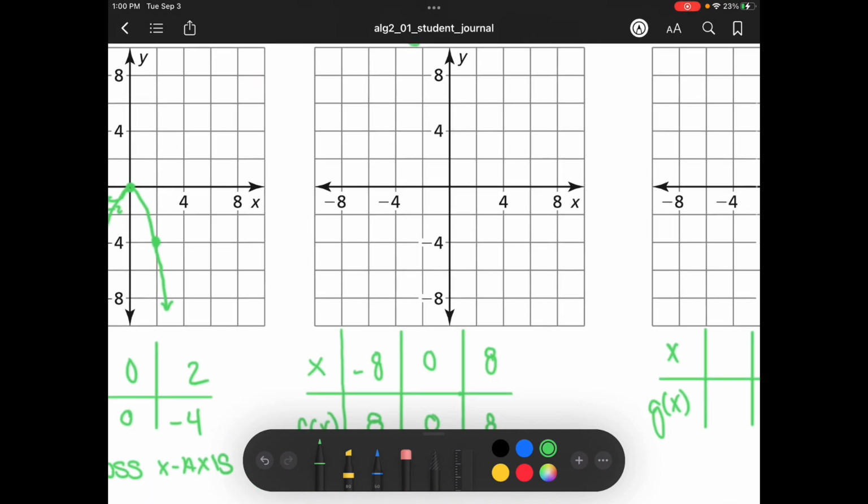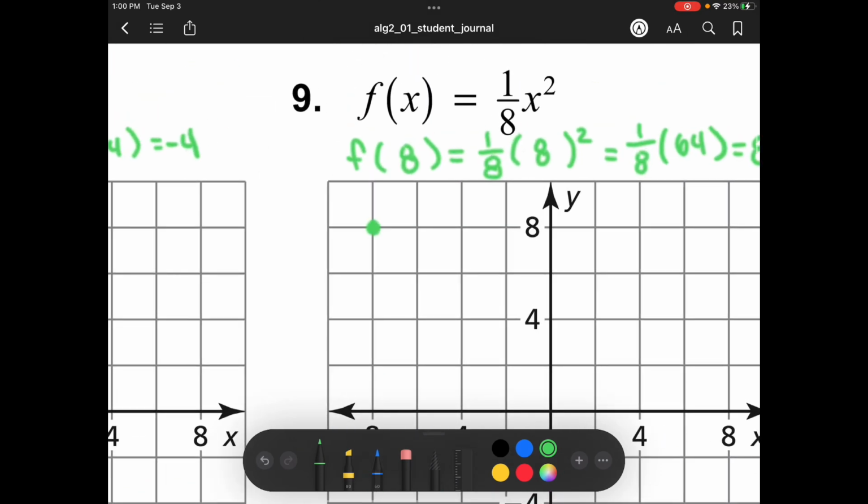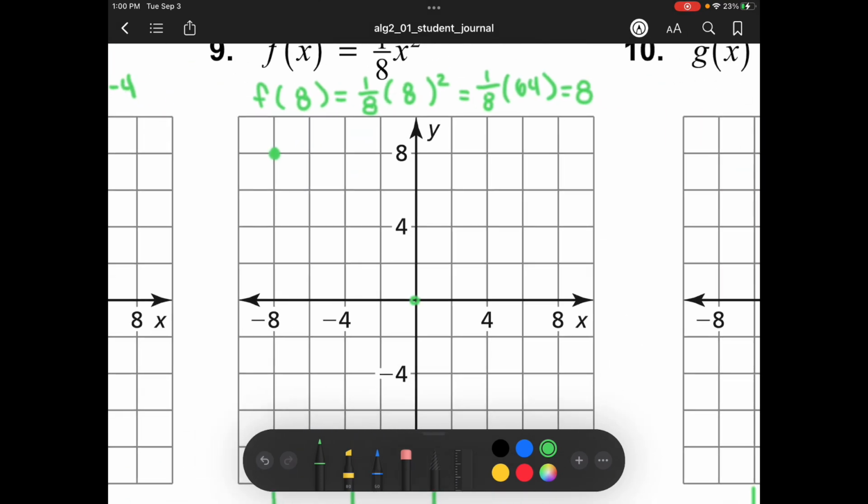So I'm going to plot my points. I'm going to start at -8, 8. 0, 0. And 8, 8. We're going to make that as wide and round as possible, trying not to make it pointy at the bottom. It's very hard when my iPad only wants to make pointy lines.